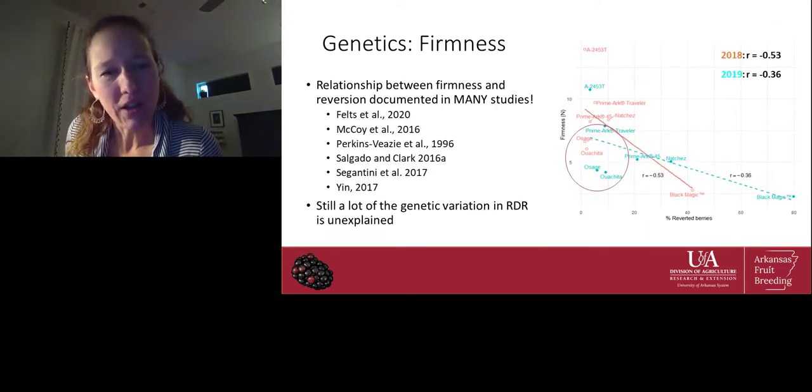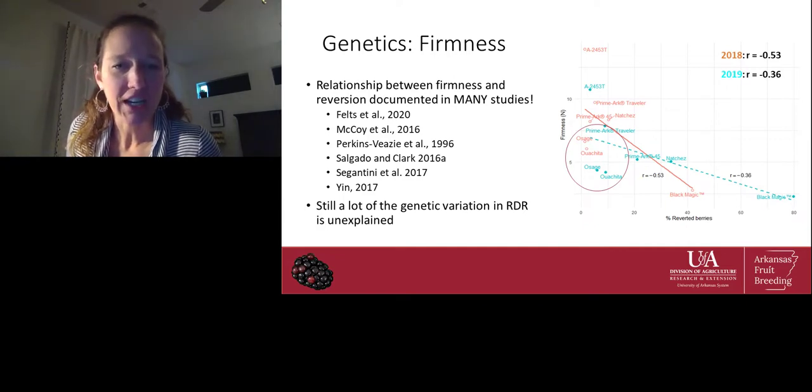So here, talking a little bit about firmness, you can see plotted the relationship between fruit firmness and red drupelet reversion in 2018 and 2019. They are correlated, with more reversion on Black Magic, this really soft genotype, and less reversion here with these really firm genotypes like A2453.